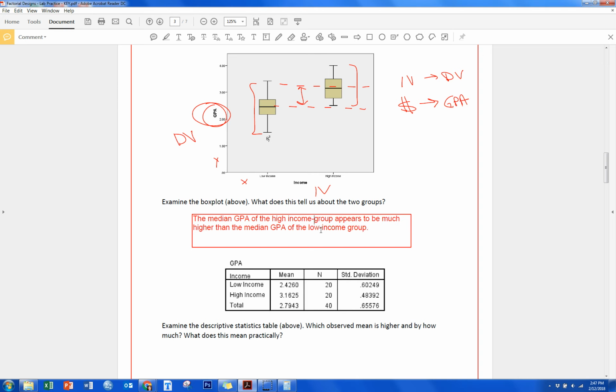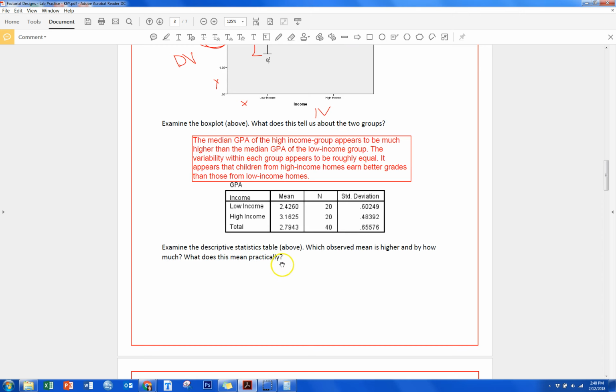All right, low income, high income. The variability within each group appears to be roughly equal. Let's put this in really simple terms. It appears that children from high income homes earn better grades than those from low income homes. Okay, there we go. Examine the descriptive statistics table.